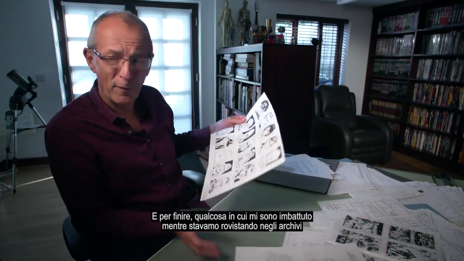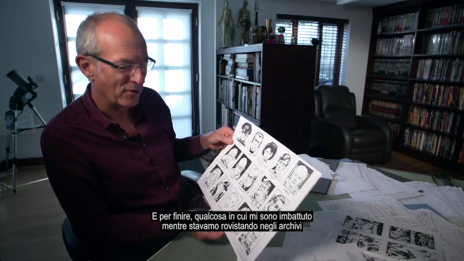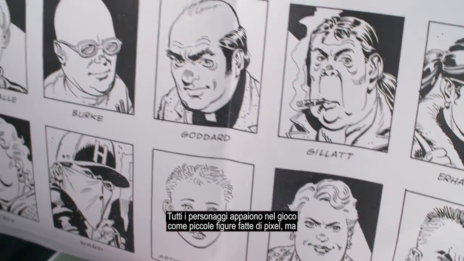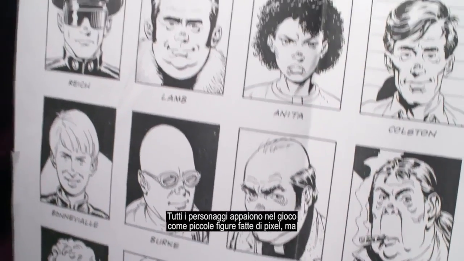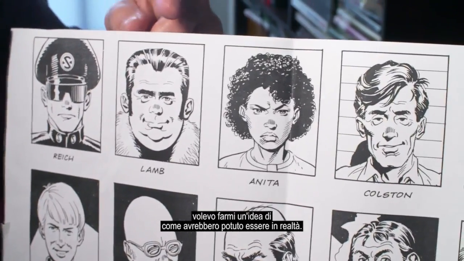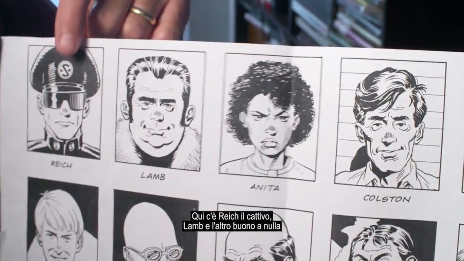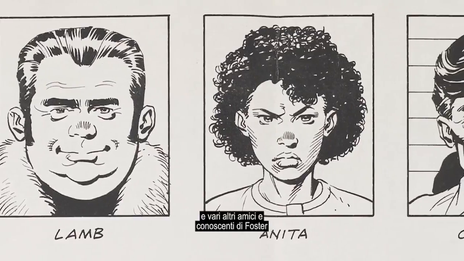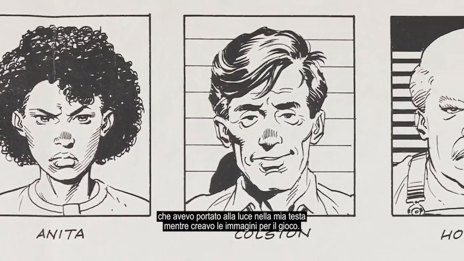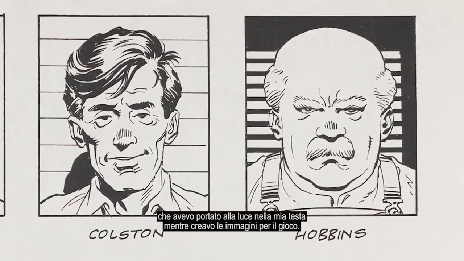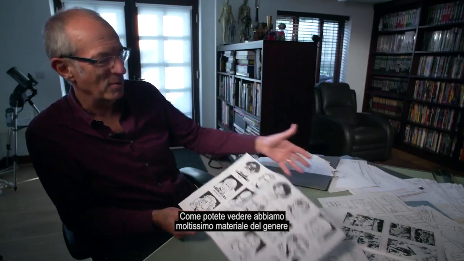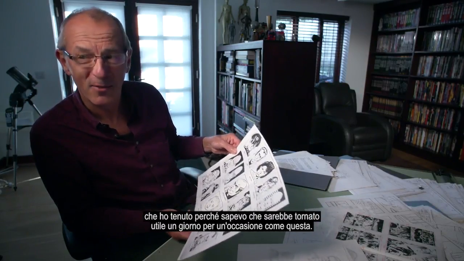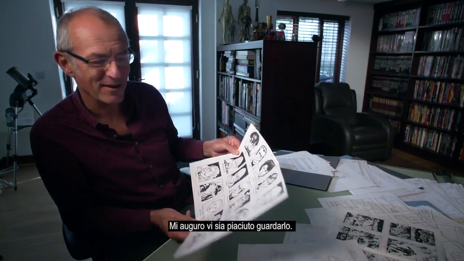And finally, something that I came across while we were looking through the archives was this sheet of character studies I did. Now, all the characters in the game only appear as tiny little pixelated figures, but I wanted to have an idea of what they really look like. So here's Reich, the baddie, and Lamb, and other ne'er-do-well, and various friends and acquaintances of Foster's, just to make the characters sort of live in my mind as I came to do the game artwork. So as you can see, we've got lots and lots of these, which I've kept because I knew they'd come in handy one day for such an occasion as this. So I hope you've enjoyed looking at them.